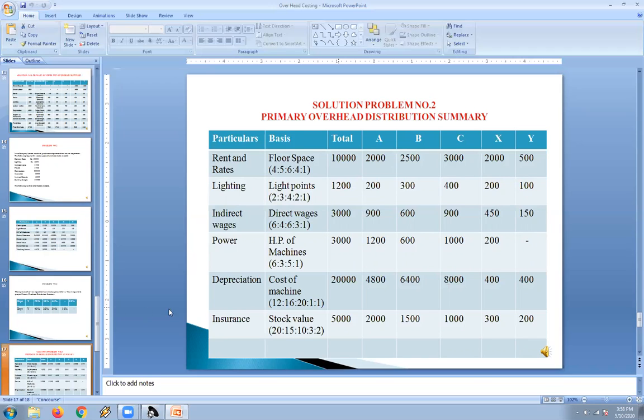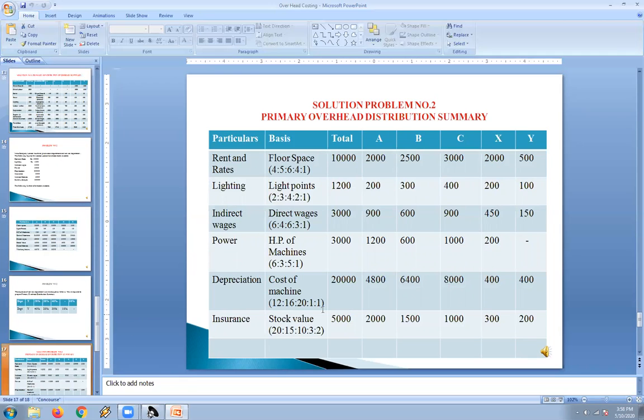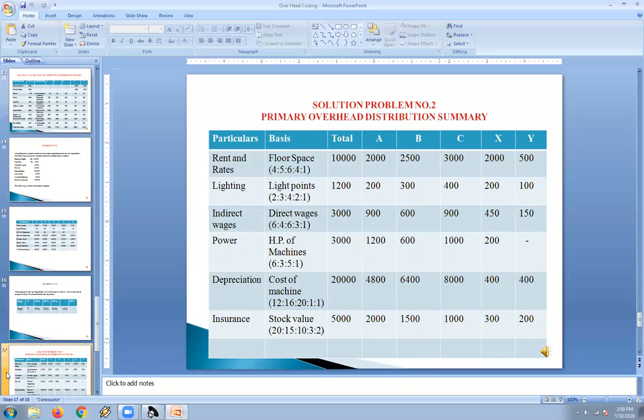The value is 20,000. See the ratio. Cost of machine ratios. Remove all the three zeros. We can simplify the values and calculate the ratio, 12 is to 16 is to 20 is to 1 is to 1 total, and then allocate according to the basis of ratio. Insurance also in the same manner. It is being allocated on the basis of stock value. The ratio given for the stock value has to be allocated.